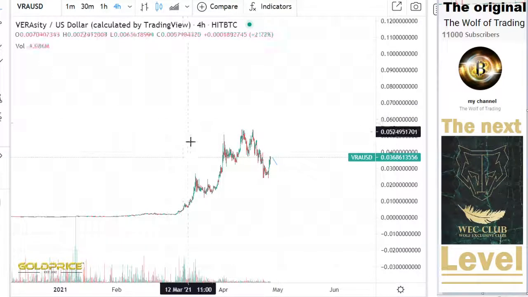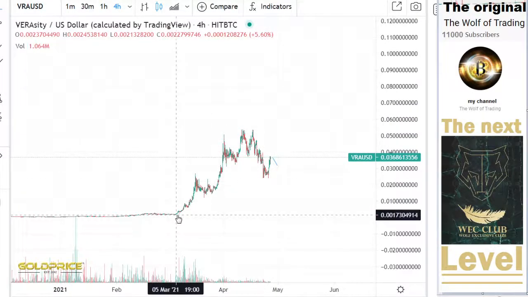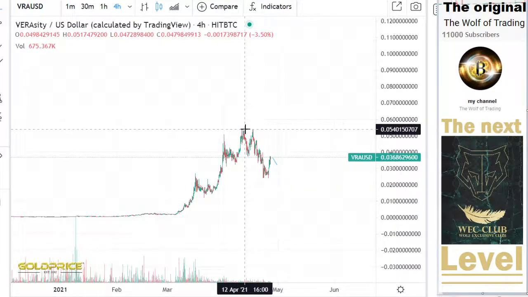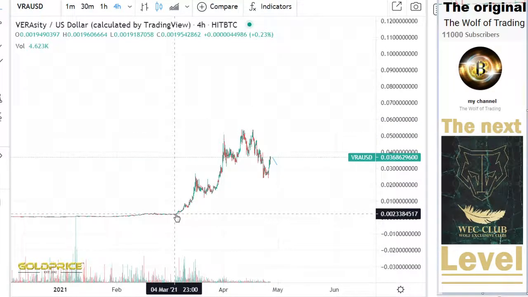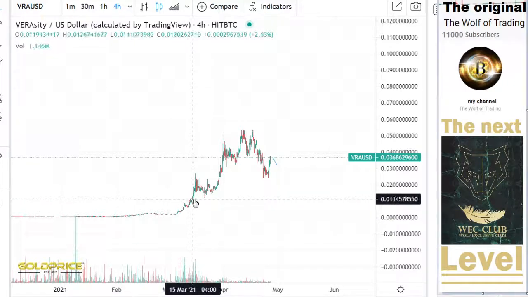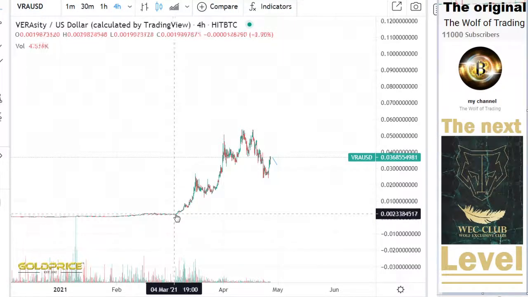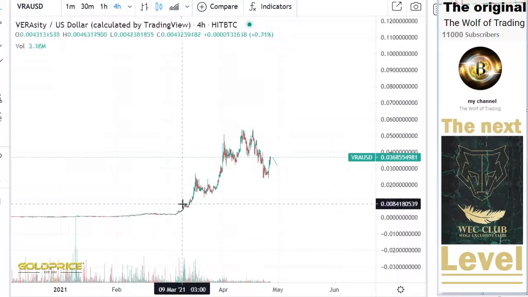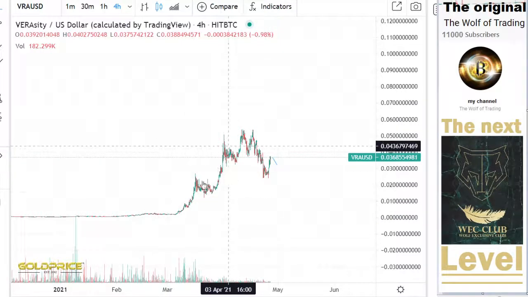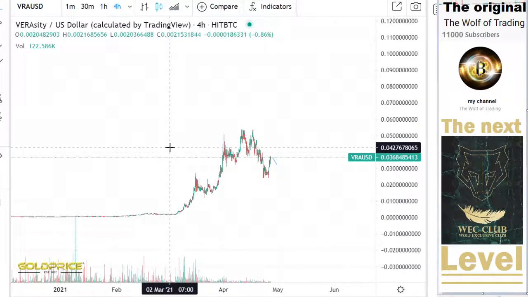We're looking at Verasity. First of all, the performance here is very good. From 0.001 to 0.005, this is nearly 5 times, and if you take from this to this, you have here 10 times. 10 times to this level, and then 5 times. So I would say it's a good crypto.